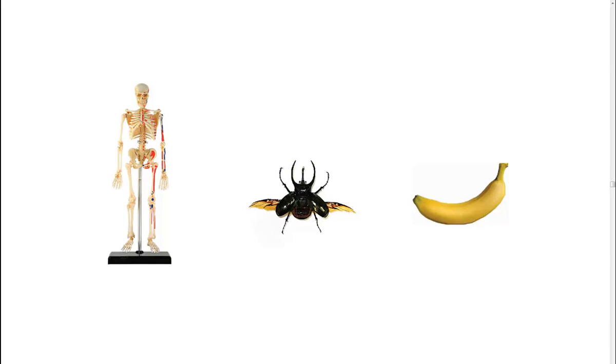I've got a question for you. Looking at the skeleton, the beetle, and the banana, what immediately jumps out at you? You may have all sorts of different answers for this. The answer I'm looking for is a sense of structure.